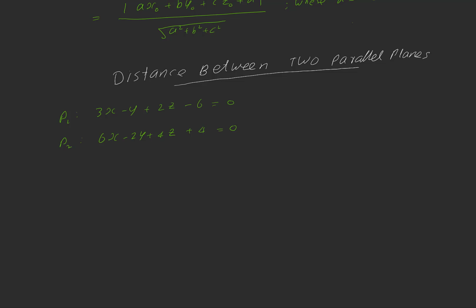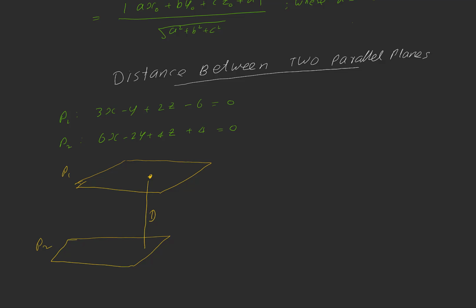Let me draw like this. This is the one and this is the other one. So I say this is P1 and this is P2. Then I find a point on P1, and you can also find a point on P2. Then I use this distance D, and that is the distance between the two planes. These planes are parallel.